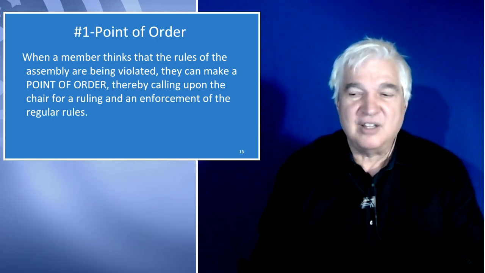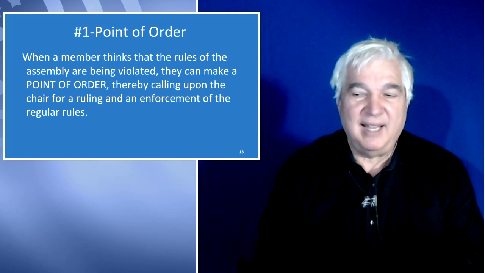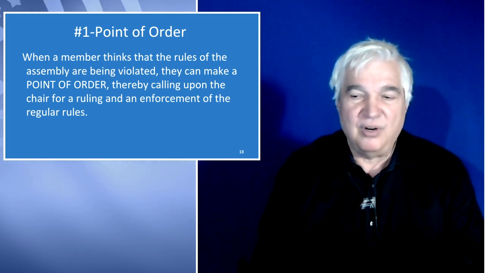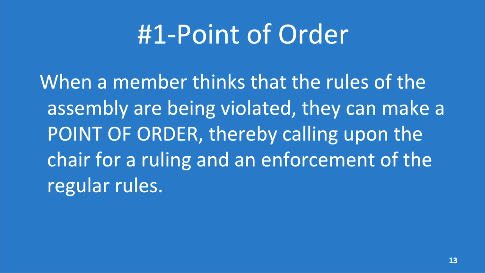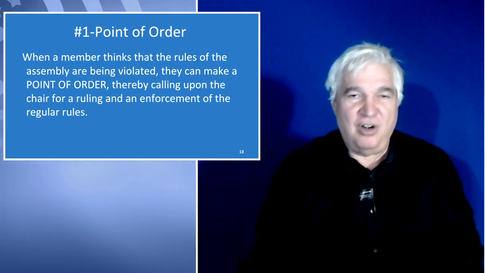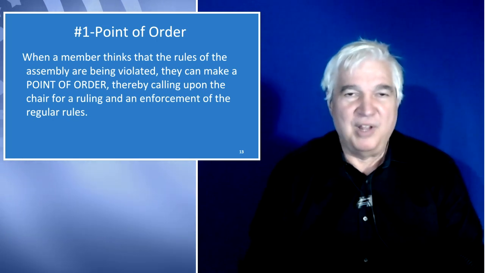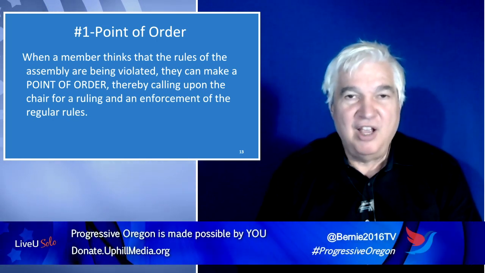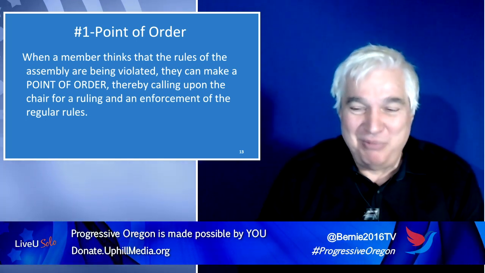This is when a member thinks that the rules of the assembly are being violated. You can make a point of order, thereby calling upon the chair for a ruling and an enforcement of the regular rules. So if someone has made a motion and it's undebatable, and someone else starts debating and the chair is letting them debate, you can say, point of order, this motion is undebatable, and the chair will stop the debate. Or they'll look at the parliamentarian who will say, you have to stop the debate, and they'll stop the debate.